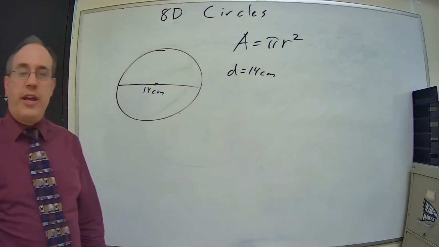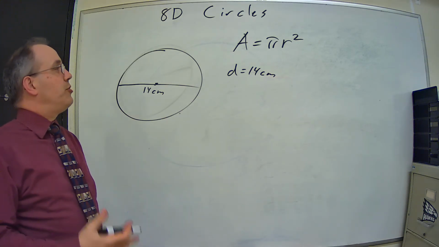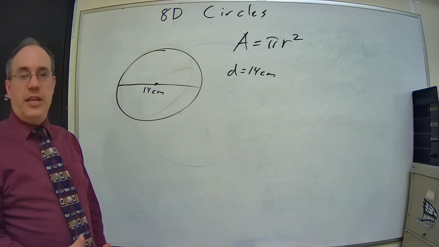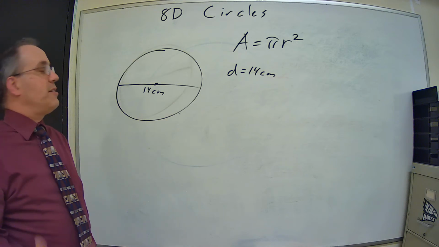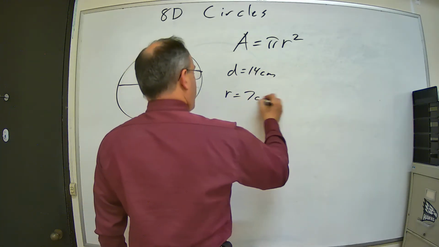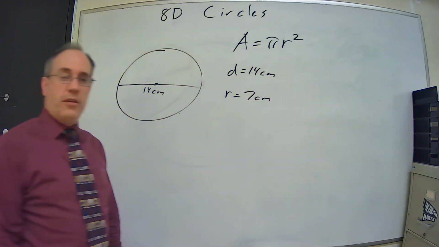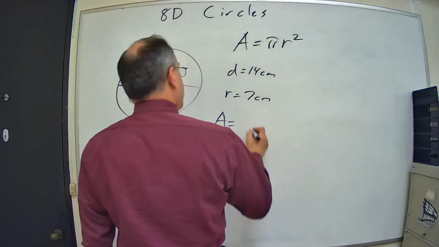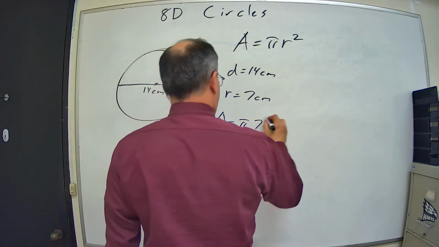Our formula for the area is A is equal to pi r squared. I don't have r, I have d. Well, remember that the radius is half of the diameter, so the radius must be 7 centimeters. And now I can find my area. The area is equal to pi times 7 squared.